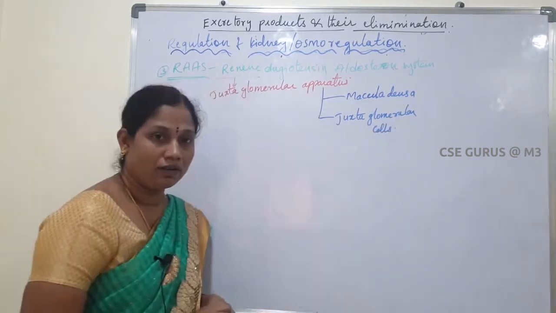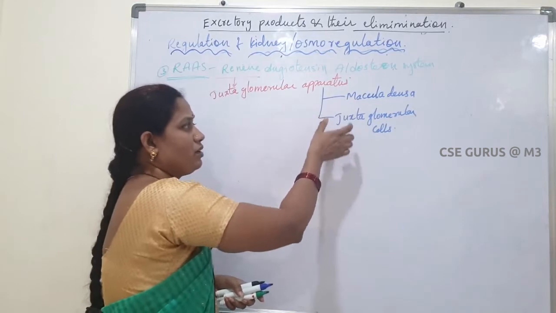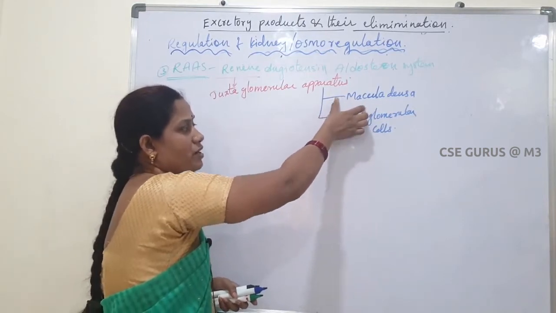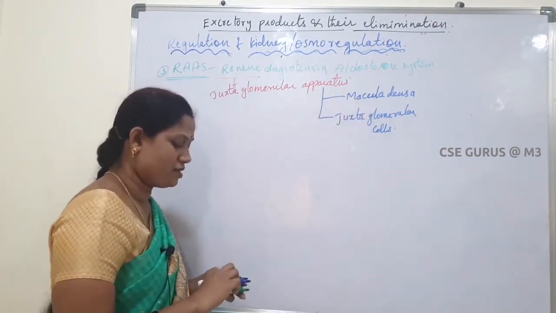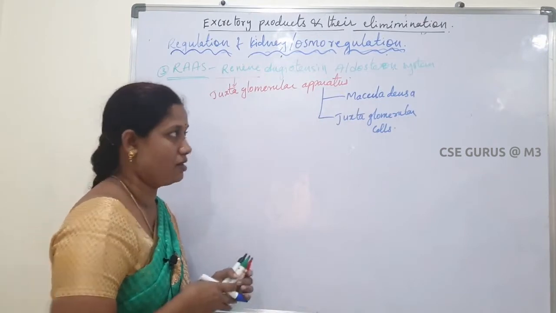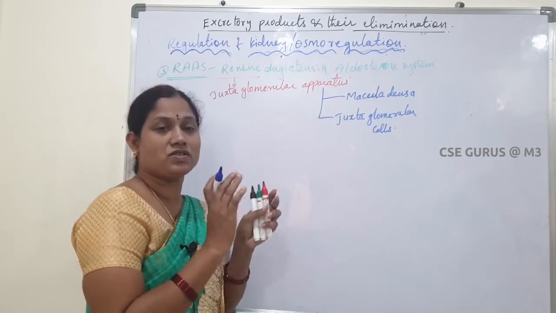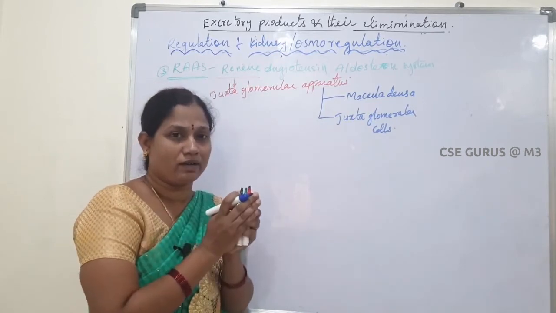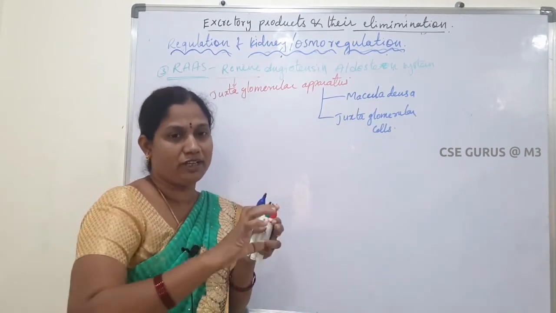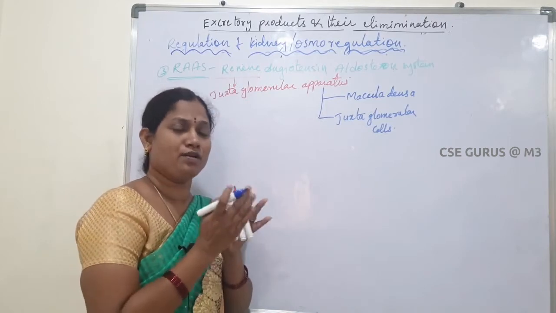Okay, so here, what is macula densa, and where are they present? Next, juxtaglomerular cells, where are they present? We will see. So in the kidney, the nephron structure is arranged in a very close manner. It is a tube-like structure, arranged in a very close manner.